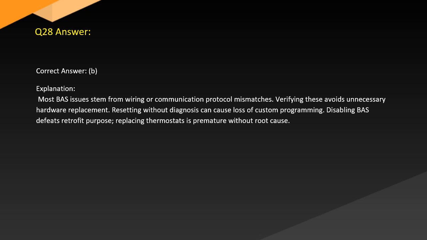Answer. Correct answer: B. Explanation. Most BAS issues stem from wiring or communication protocol mismatches. Verifying these avoids unnecessary hardware replacement. Resetting without diagnosis can cause loss of custom programming. Disabling BAS defeats the retrofit purpose, and replacing thermostats is premature without root cause.